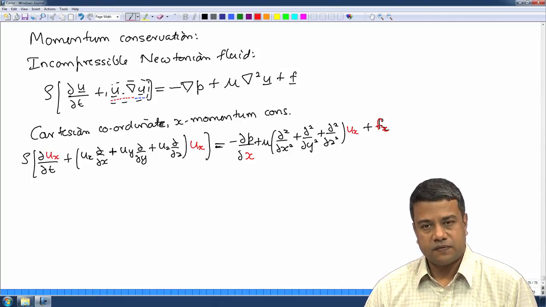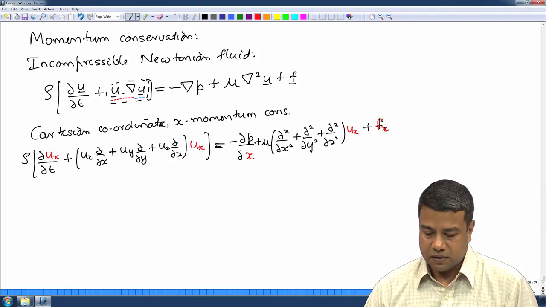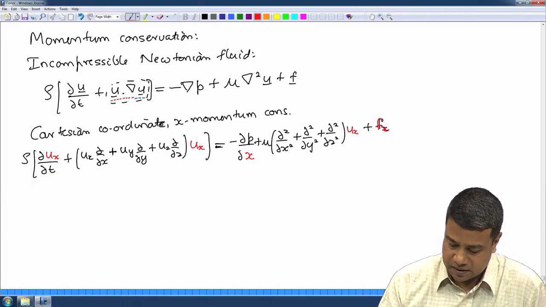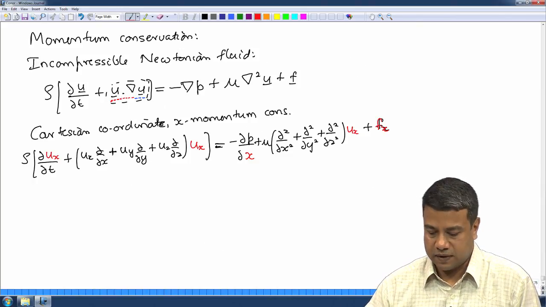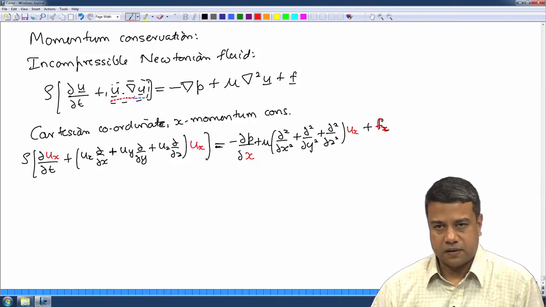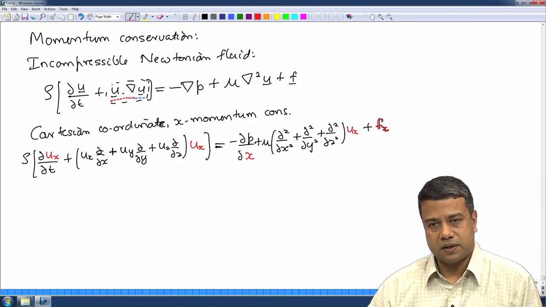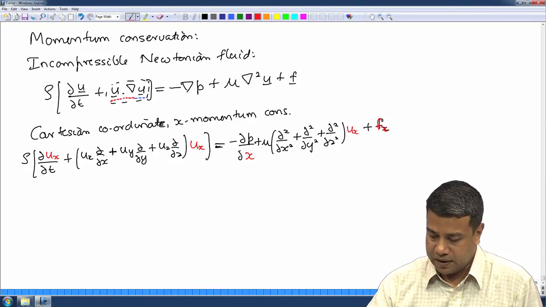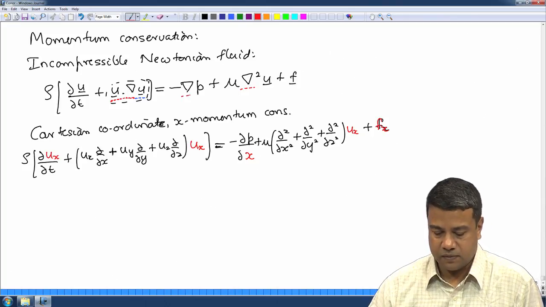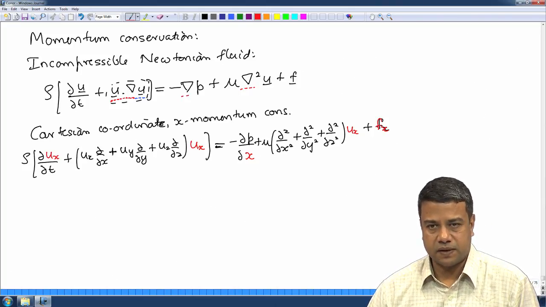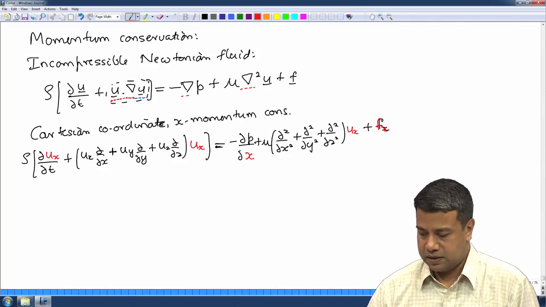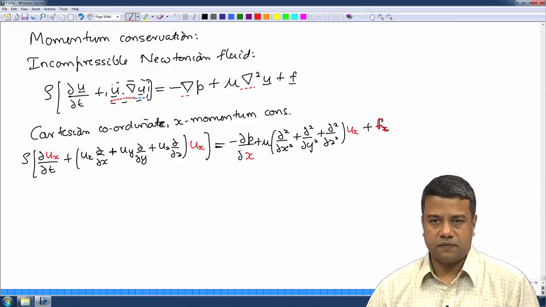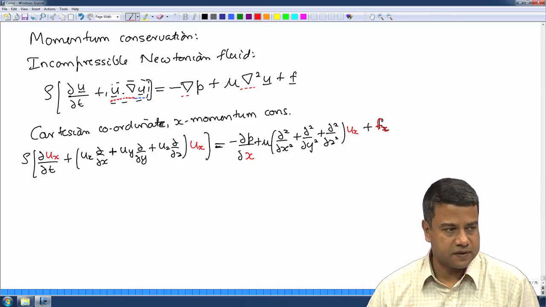If you wanted to go to a spherical coordinate system, all you would have to do is to change the velocity vector from u x, u y, u z to u r, u theta, u phi. The gradient operator from u x, u y, u z to u r, u theta, u phi, and this Laplacian operator, from u x, u y, u z to u r, u theta, u phi. And the components of the velocity will also change. There are standard formulas that are available in textbooks for each component of the momentum conservation equation.